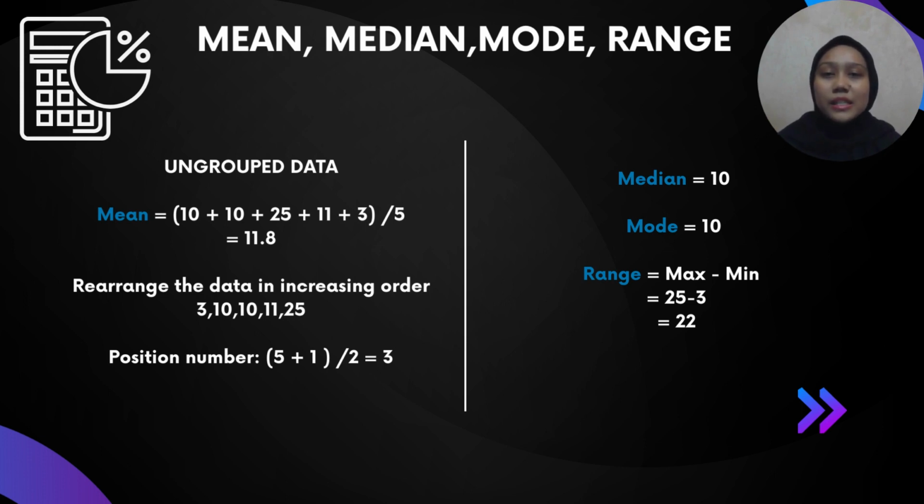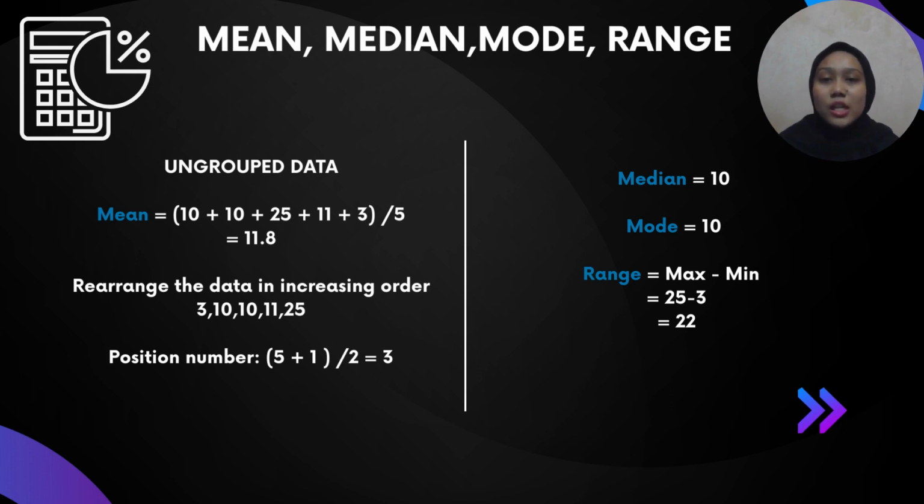Second, we calculate the median. The median is calculated by arranging the data in increasing order. In this question, we arrange the numbers starting from 3, followed by 10, 10, 11, and 25. The position number of the median for this question is 3, so the median is 10. Then we calculate the mode. To calculate the mode, we choose the value with the highest frequency. For question number 2, the mode is 10.